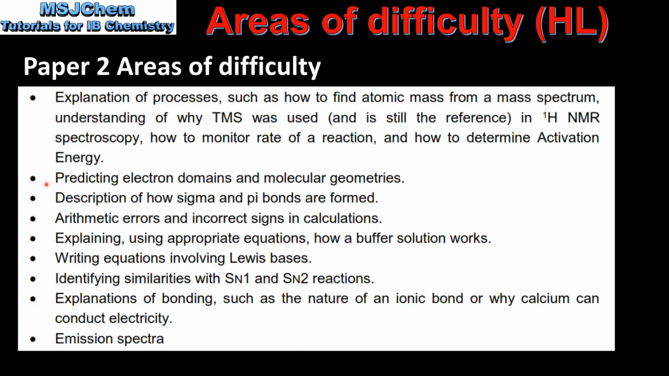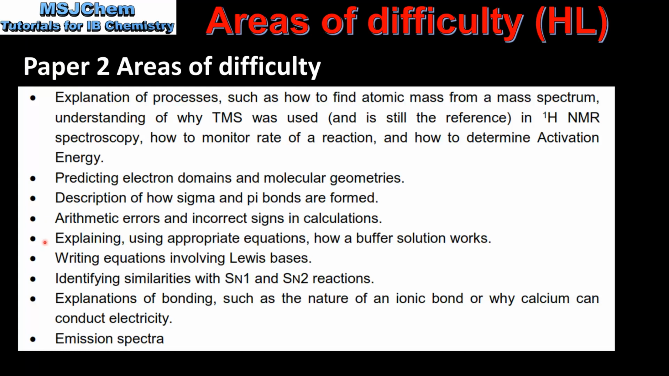Next, we have predicting electron domains and molecular geometries. Remember, for higher level, this could be for molecules or ions with up to 6 electron domains. Next, description of how sigma and pi bonds are formed. Sigma bonds are formed by head-on overlap of atomic orbitals. Pi bonds are formed by sideways overlap of atomic orbitals. Next, we have arithmetic errors and incorrect signs in calculations. All I can recommend here is that you double check your calculations.